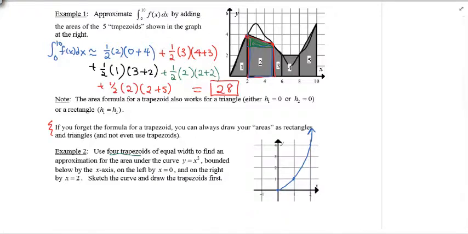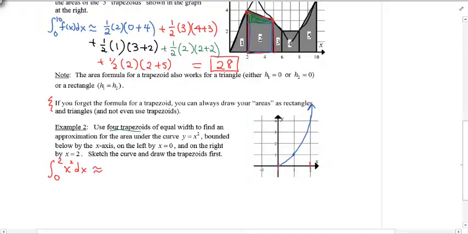So in essence, what you're trying to do is find the area under the curve between 0 and 2 of x squared dx. In this case, once again, it's an approximation. I know you can do this by algebra, but for the sake of our example, let's find an approximation. Because it says 4 trapezoids of equal width, the width is b minus a divided by the number of rectangles. So each one has a width of a half.